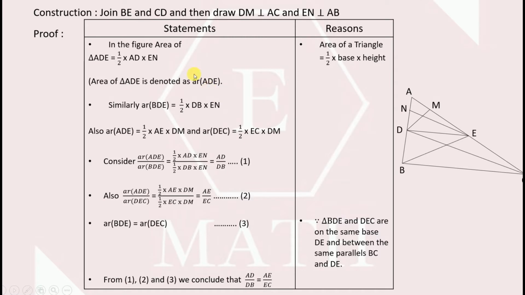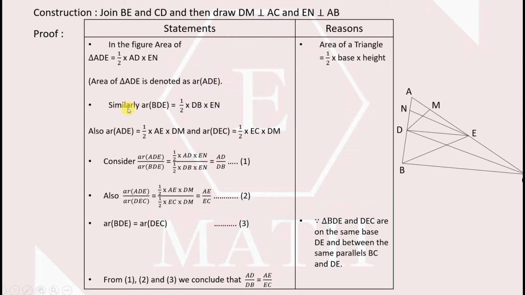Okay, so in the figure we have the area of triangle ADE is half into AD into EN, because we already know that area of a triangle is half into base into height, right? So that's the reason area of triangle ADE will be equal to half into AD into EN, and this area of triangle ADE is denoted as ar(ADE). Okay, and it is read as area of triangle ADE.